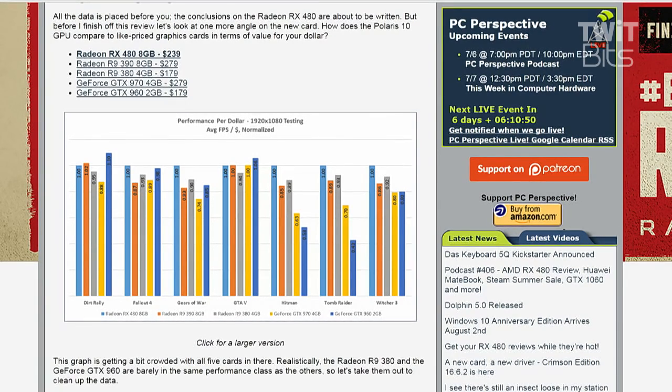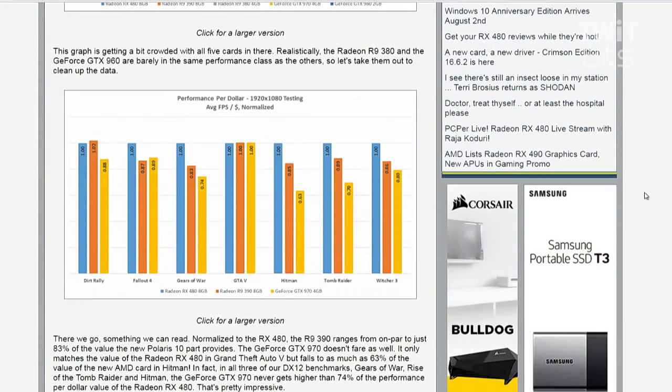And you can see there's actually, go down to the second graph on that page, because in our comparisons, we included the R9 380 and the GTX 960, but they're so far out of class in terms of performance that including them in that data skews it quite a bit, I would say.